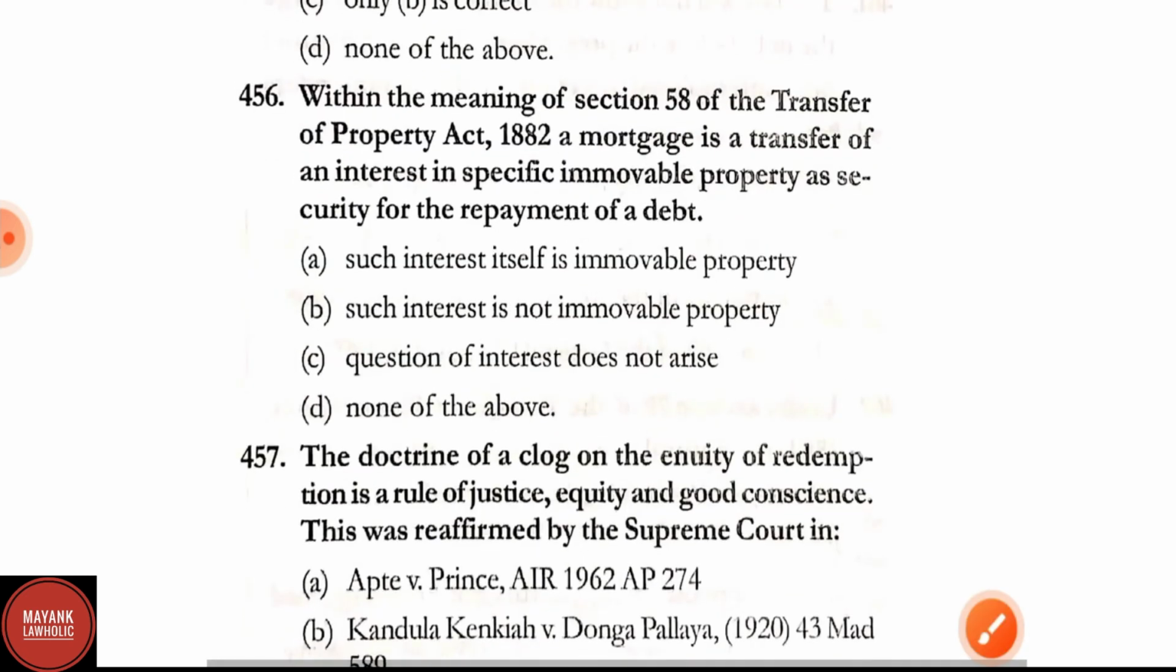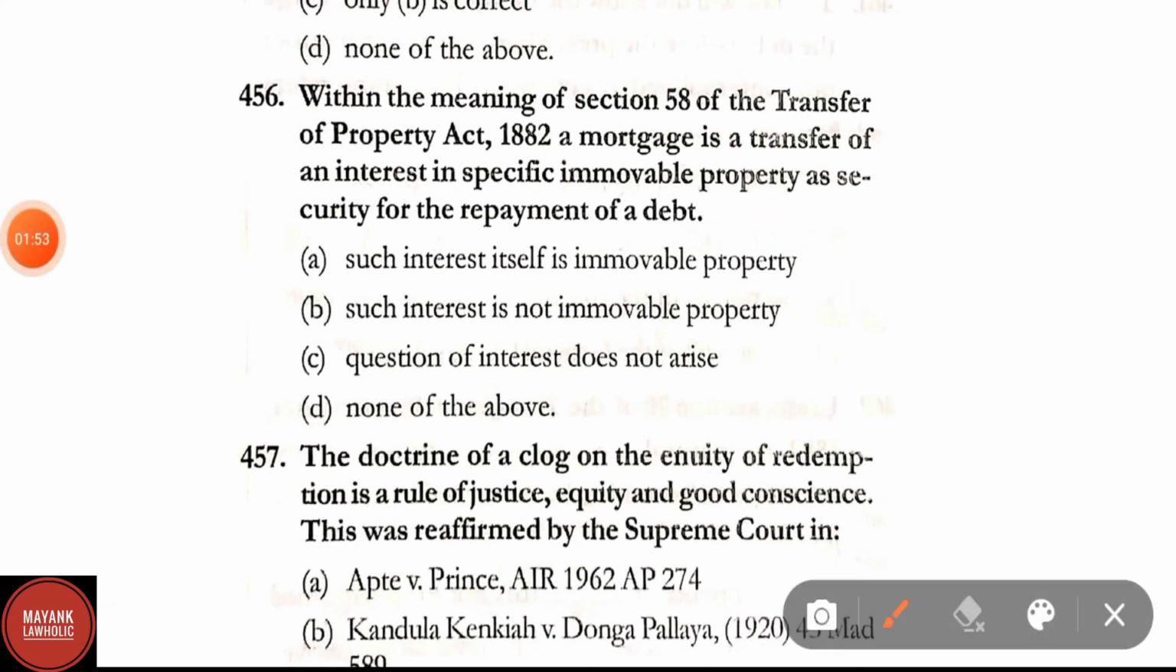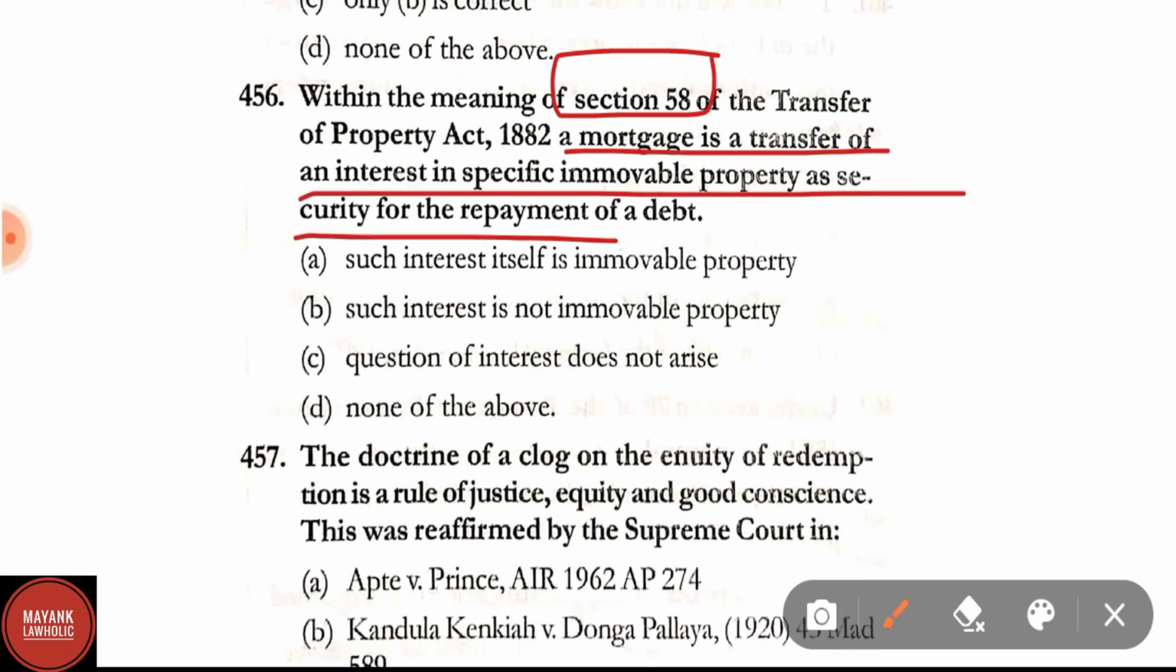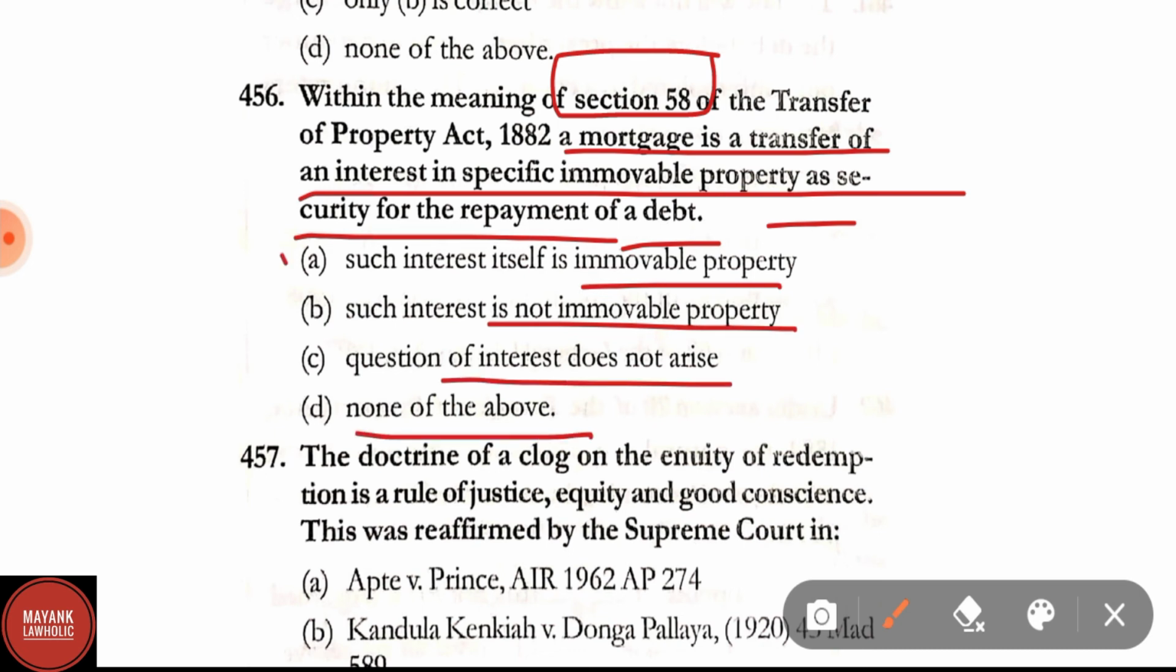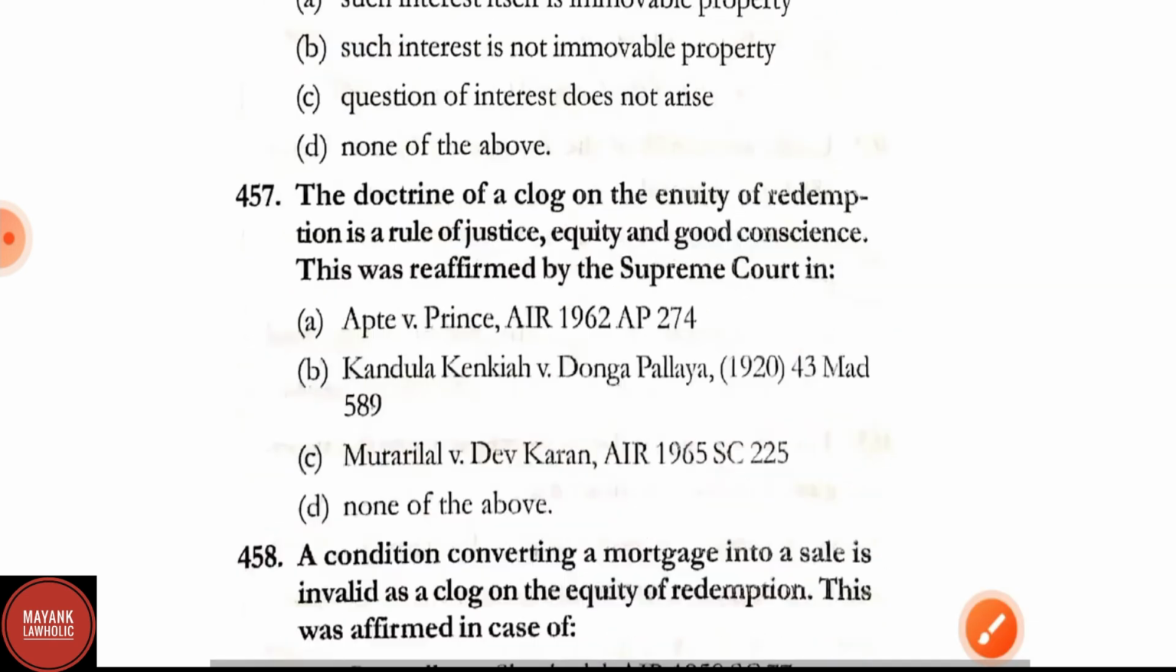Question number 456. Within the meaning of Section 58 of Transfer of Property Act, a mortgage is a transfer of an interest in a specific immovable property as a security for the repayment of debt. Here options are: such interest itself is immovable property, such interest is not immovable property, question of interest does not arise, none of the above. Correct answer is option A, such interest itself is immovable property.